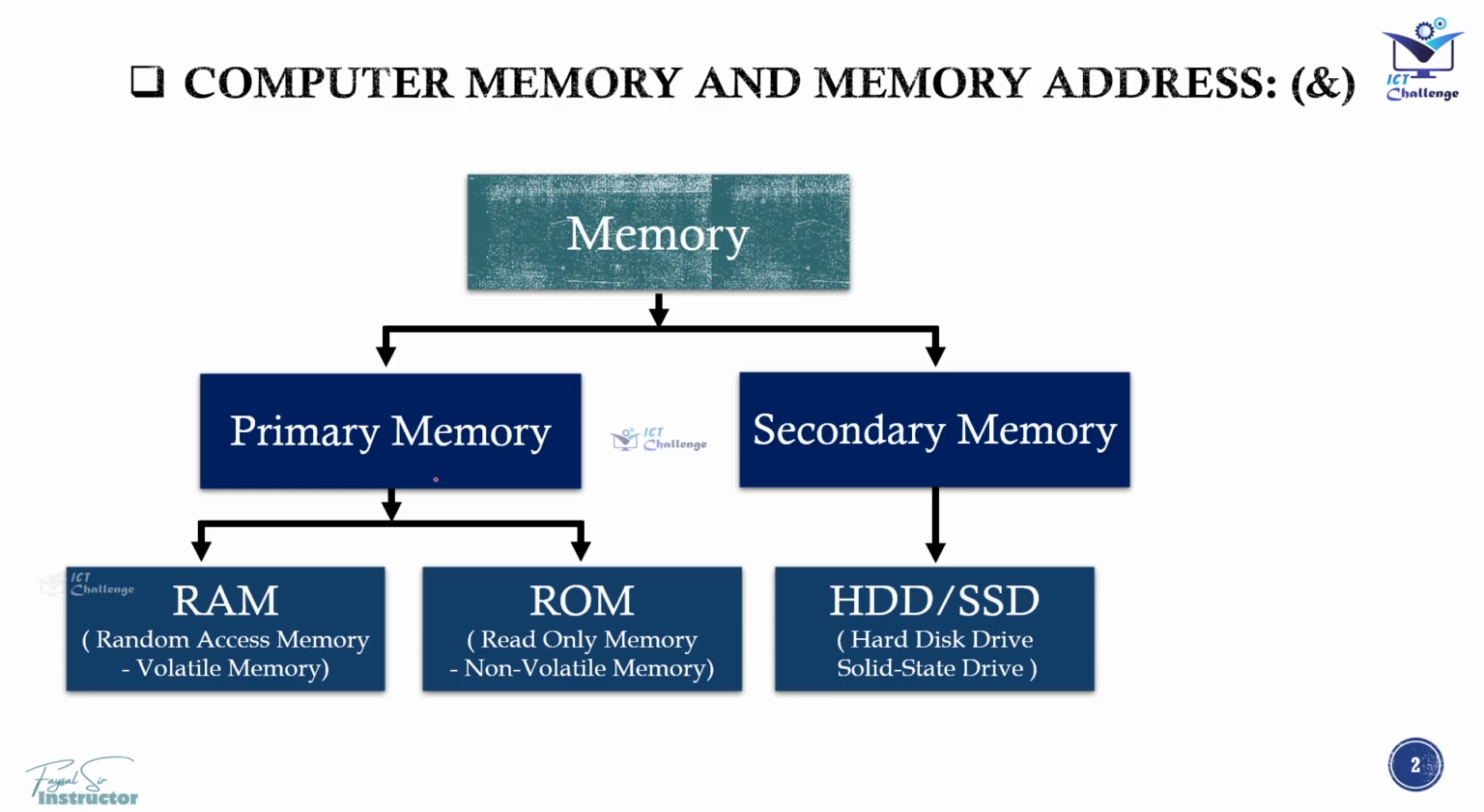Primary memory also has two types: one of them is RAM and another one is ROM. RAM, the full form is random access memory. That means you can access this memory randomly anytime if you need. And the ROM, which is called read-only memory, can only keep some data which is very important to run the hardware.